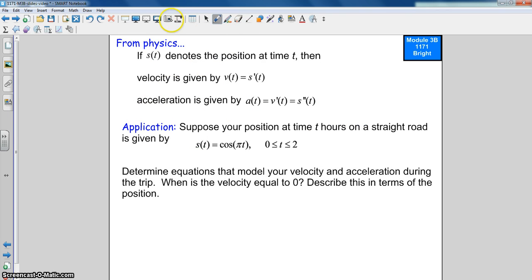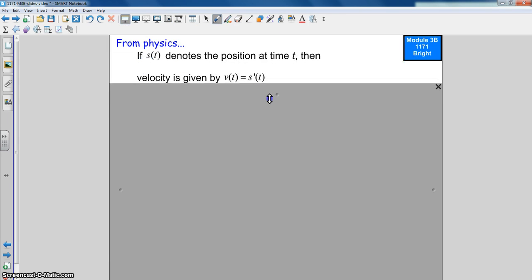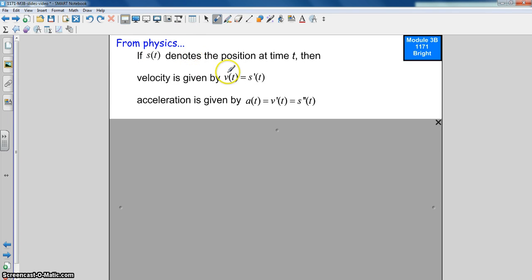A couple of things from physics. In physics, the concepts of position, velocity, and acceleration are all tied very closely together, essentially by derivatives. So if s of t is the position at time t, then velocity is the first derivative, acceleration is the second derivative. Okay, simple enough.